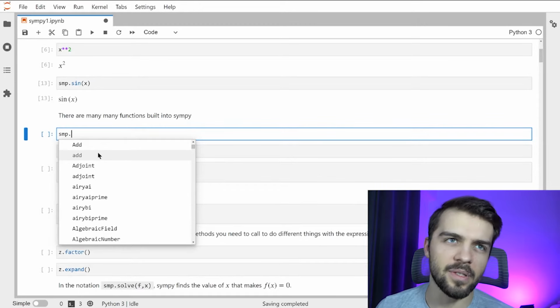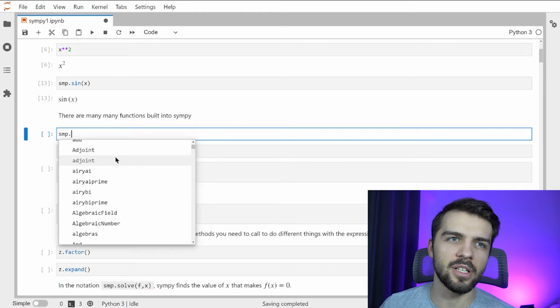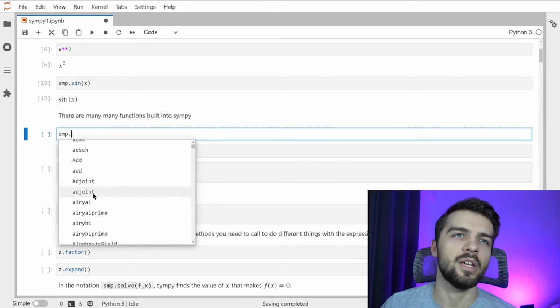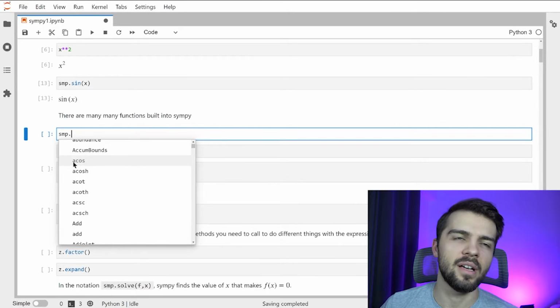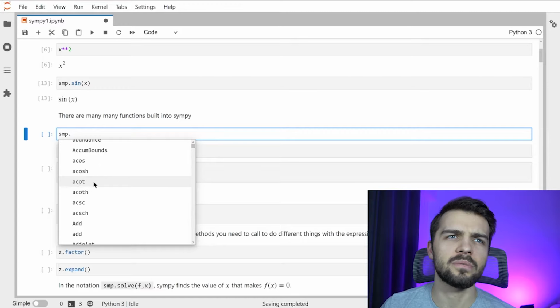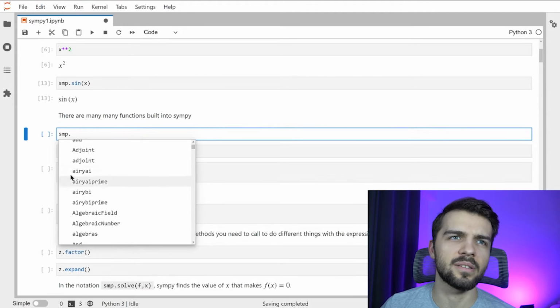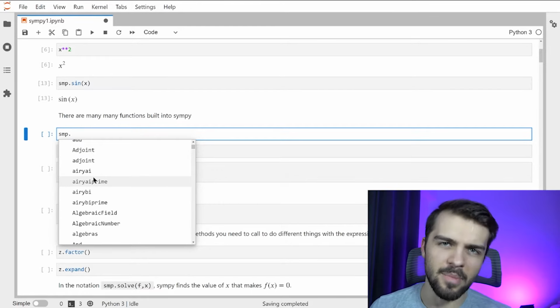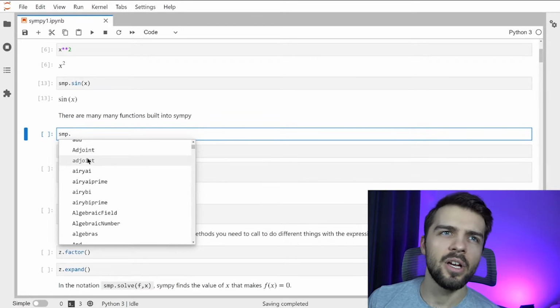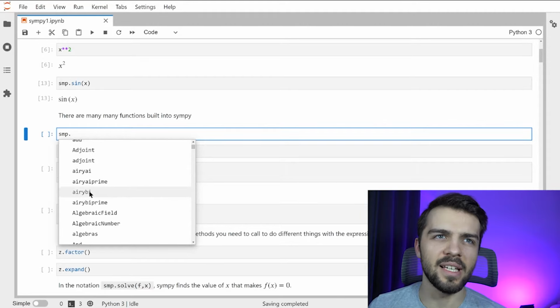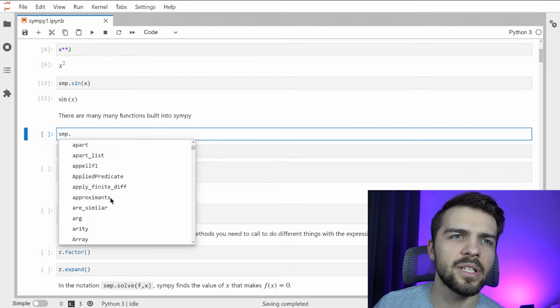If you're curious what sort of functions SymPy has, I would suggest scrolling through this list. And you might be surprised. You see, okay, it's got arccos, cotangent, all these things. There's some Airy functions here. Again, you can Google these. The SymPy documentation isn't great online. So I would suggest looking through this list and then sort of Googling these individually.